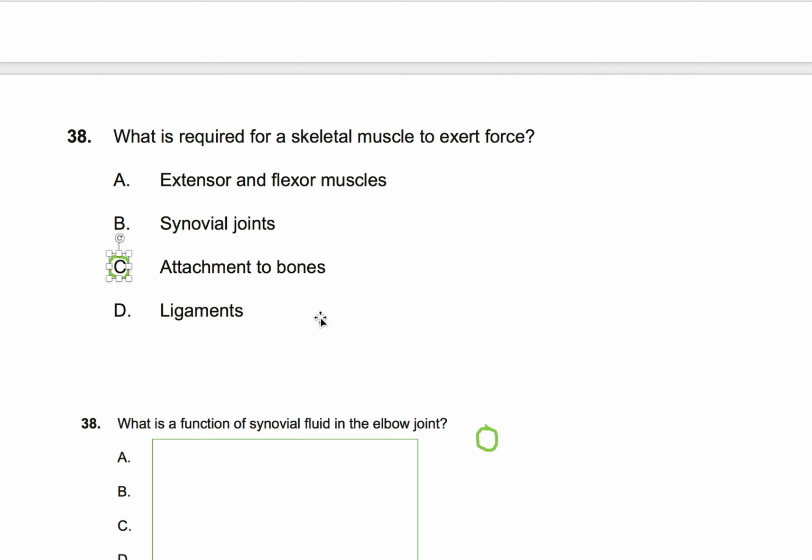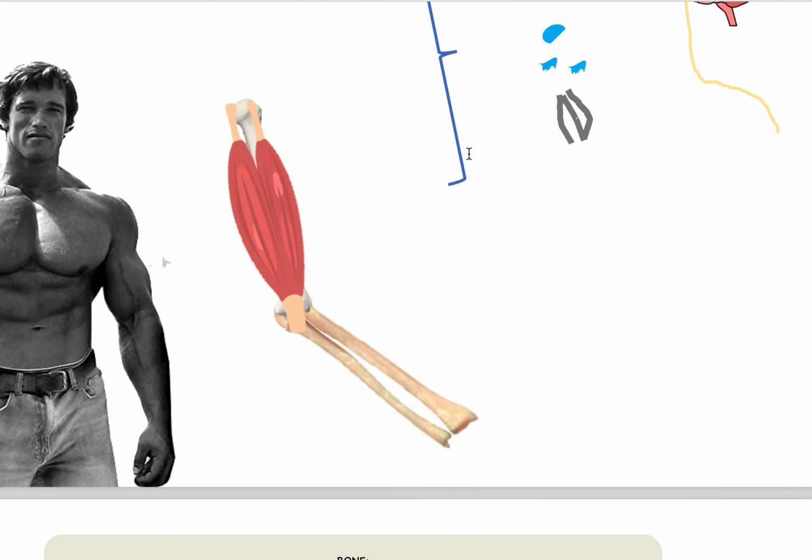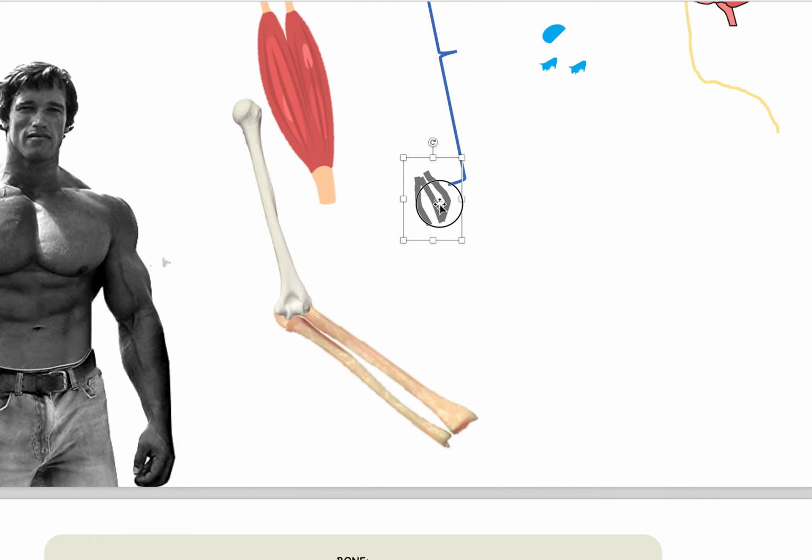So what about ligaments? Ligaments hold bones together, right? So this would be a ligament. So let's take away the muscle here. A ligament would hold bones together. Can this cause movement? No, because muscle causes movement. As long as muscle is attached to bone, movement can happen.